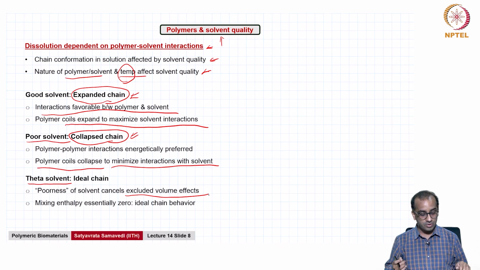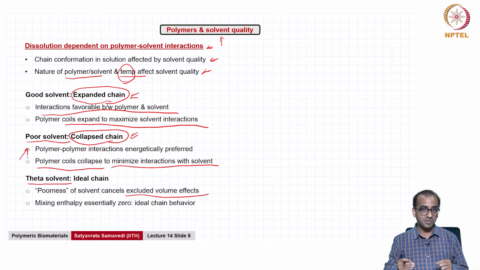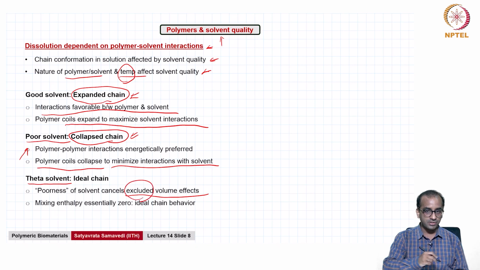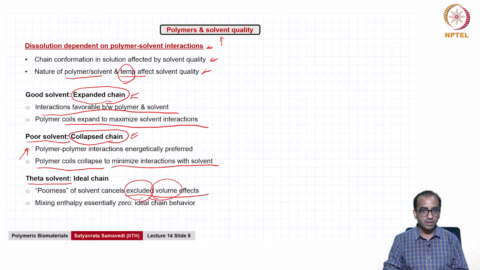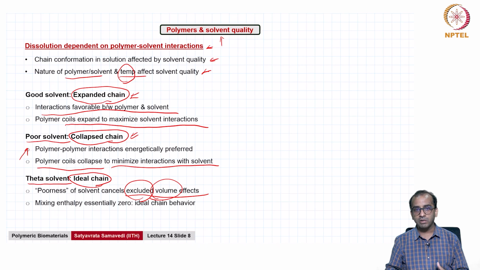Now, in a theta solvent, the poorness of the solvent is just poor enough that the chain wants to collapse, but not so much that it goes to a collapsed chain completely, but it collapses just enough so as to exactly cancel out the excluded volume effects. Essentially, mixing enthalpy is 0, leading to ideal chain behavior, or net excluded volume effects are 0.